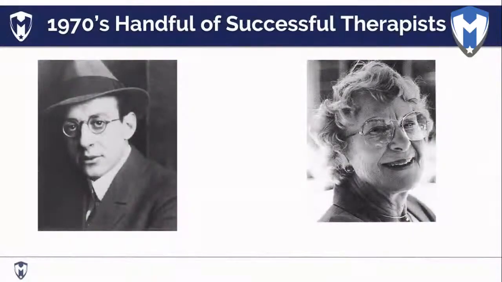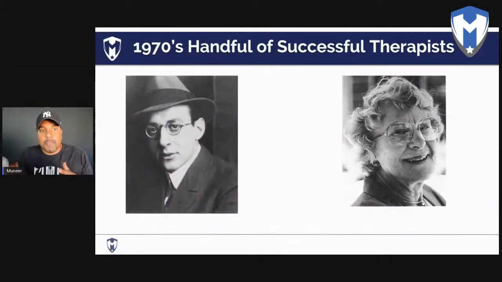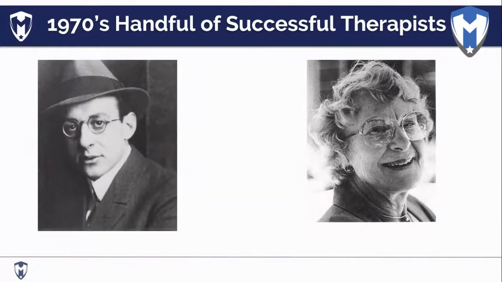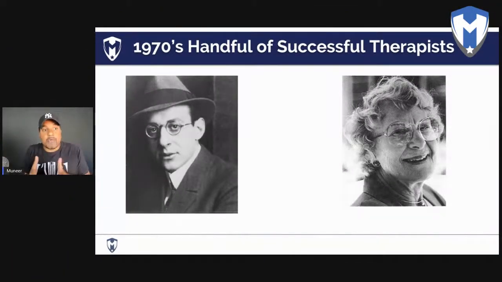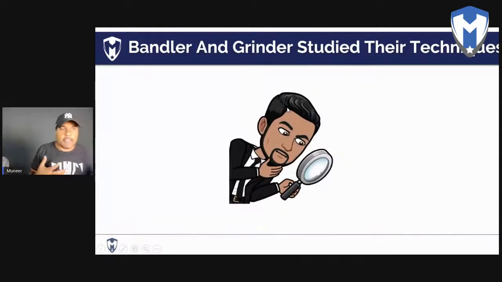And so in the 70s, there were a couple of therapists that used to get amazing results. This is Fritz Perls and Virginia Satir. They're two of the therapists that were getting amazing results whenever they worked with anybody. Every single time they worked with someone, they'd get a result. And so two people, John Grinder and Dr. Richard Bandler, went and studied these guys, and they said, oh my God, these therapists are getting results. What are they doing?